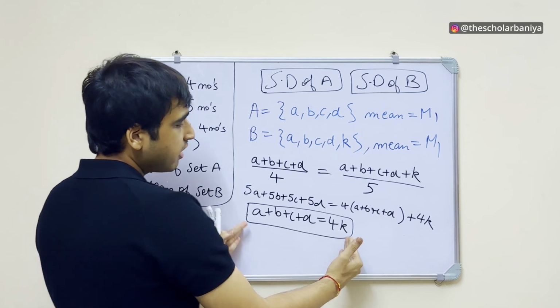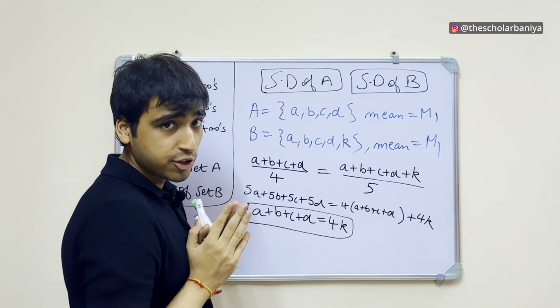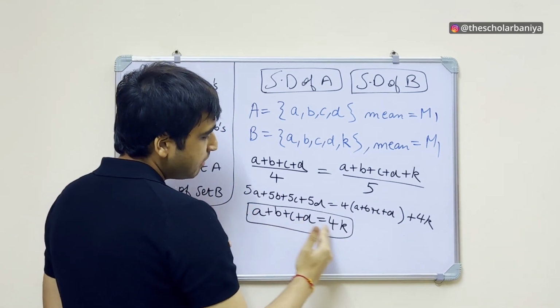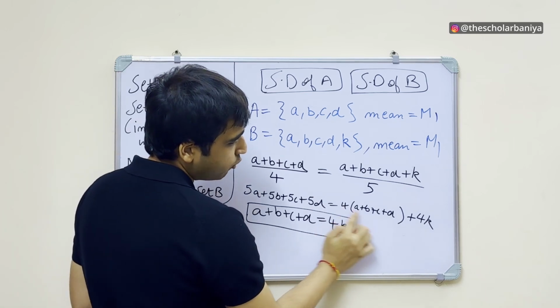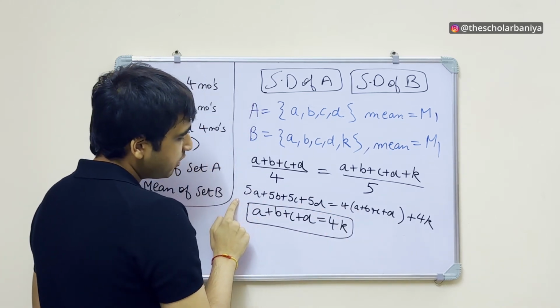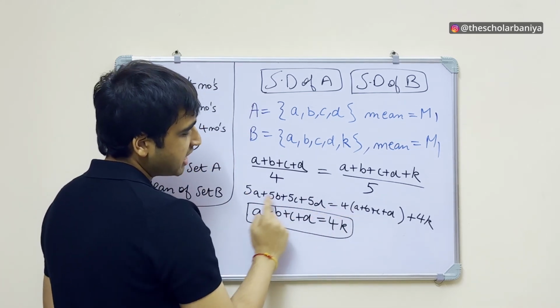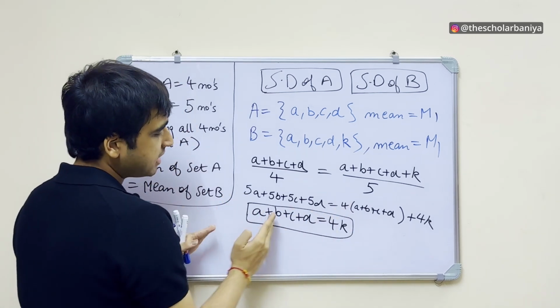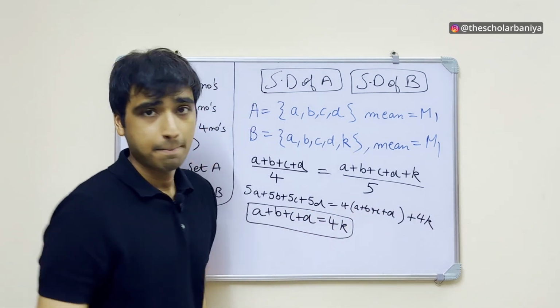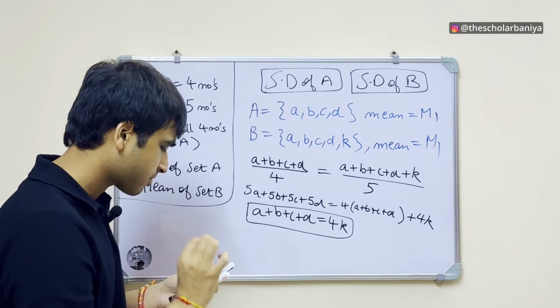So this is the relationship we have got, that a plus b plus c plus d is equal to 4K, because on the other side this is 4a plus 4b plus 4c plus 4d. You bring it over here, this becomes 5a minus 4a, 5b minus 4b, 5c minus 4c, simple. So this becomes a plus b plus c plus d is equal to 4K. I hope this is fine, right?